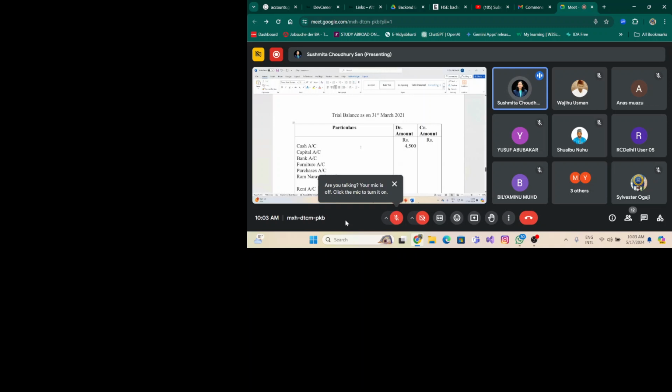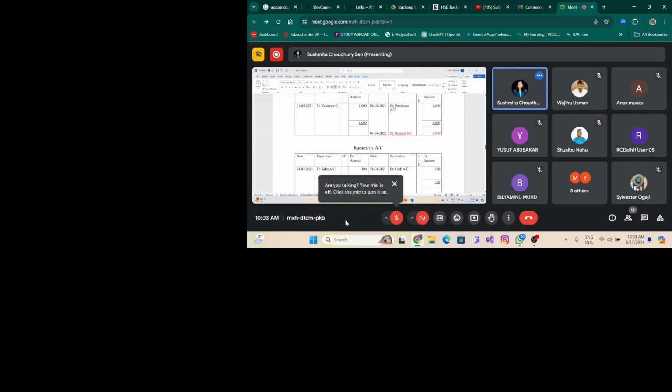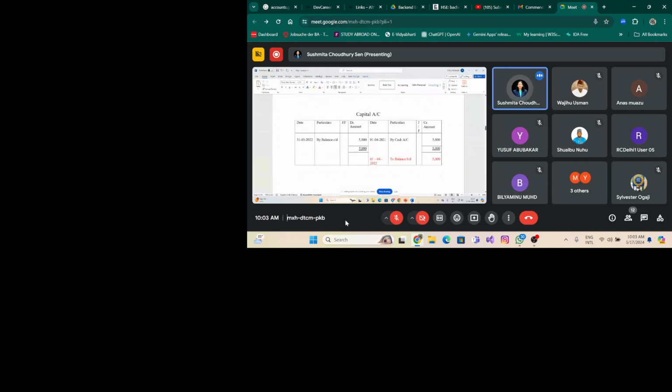The next one is the capital account. Now look at the capital account. The balance is appearing on the credit side, 5,000 rupees. All right, again I am going down and I am writing 5,000 rupees on the credit side. Next, the bank account. Let's refer to it.